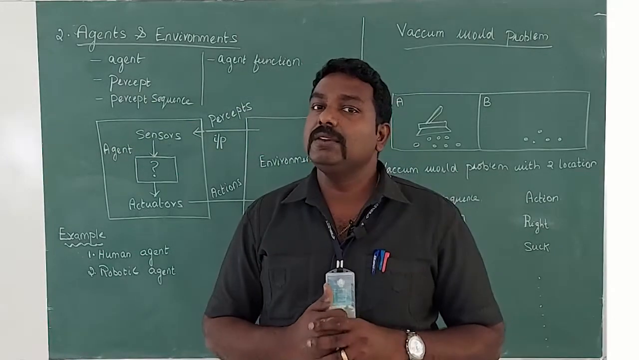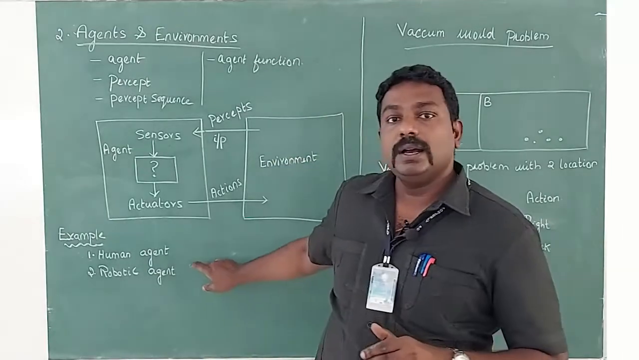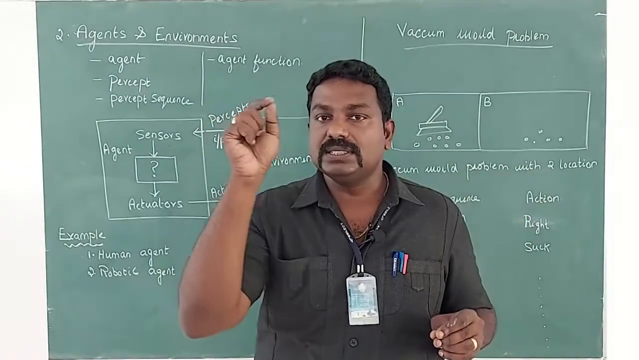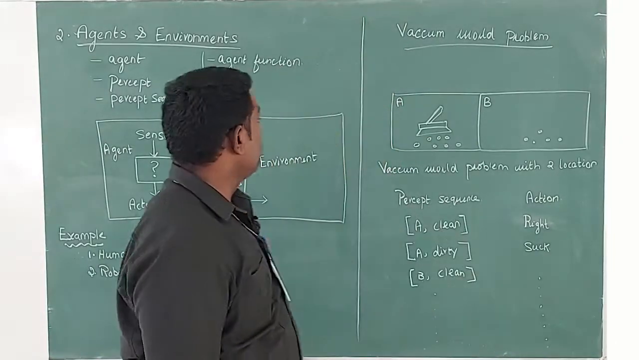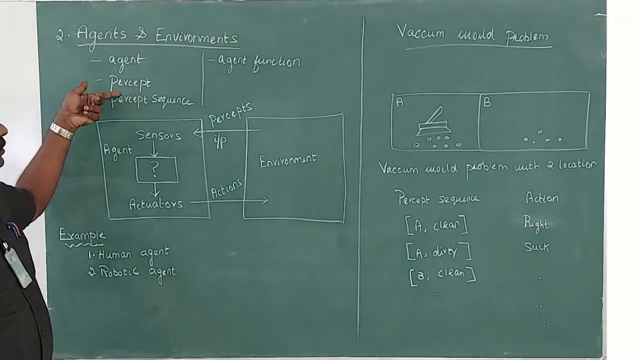So all these they may ask as examples: give the sensors and actuators of these examples. Likewise, they may ask in Anna University exams. Whatever example they give, you must be in a position to write what the sensor is and what the actuators are. Okay, now I have taught you what an agent is and what a percept is.